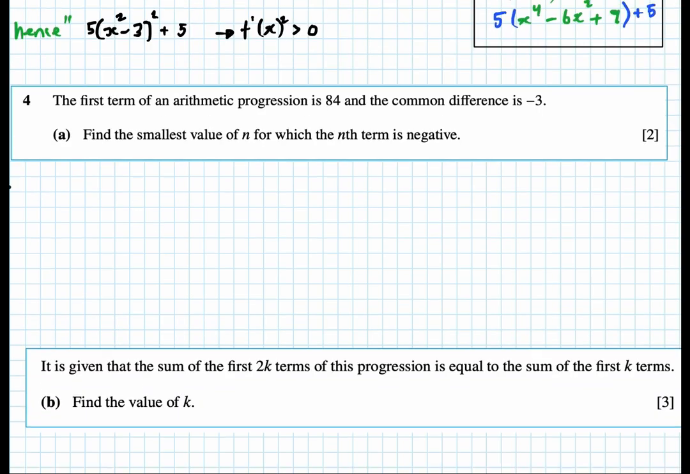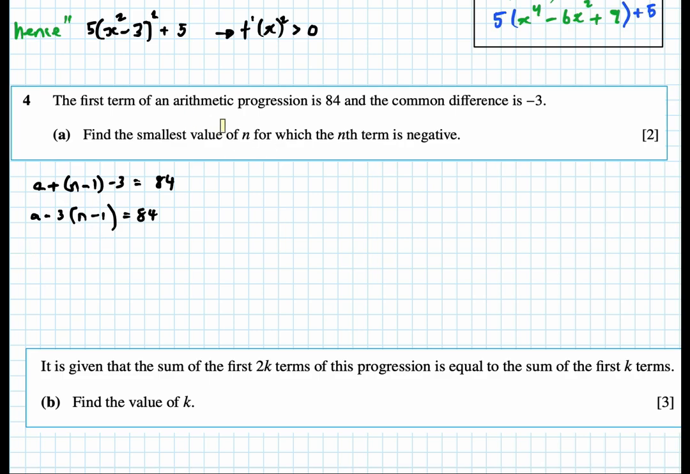Okay, question 4. We're looking at an arithmetic progression. So let's write out our little statements. You're always having to create little formulae here, little equations. So that is equal to 84. That's what we're given. Find the smallest value of n for where it's negative. So I'll rewrite that a little bit now.